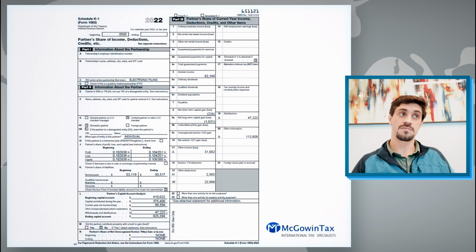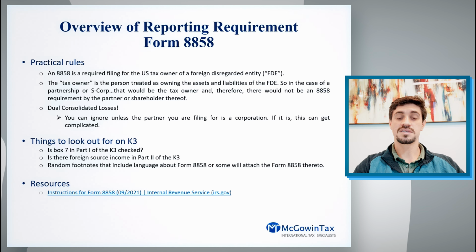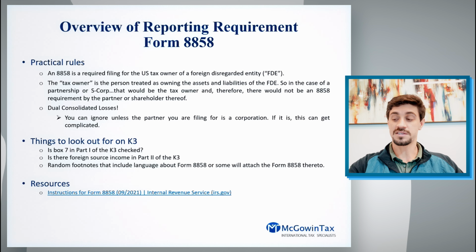And it doesn't flow up. We'll talk about the 5471, but it's not like the 5471 or the 8865, where there's attribution that can push that requirement, the same information, to multiple U.S. filers. That's not the case with the 8858. In this case, if an S-Corp owns a foreign disregarded entity, the S-Corp files an 8858. There's no requirement at the shareholder level, the individual shareholder level.